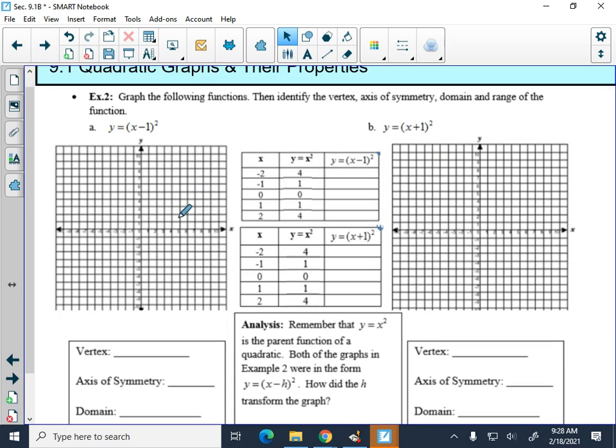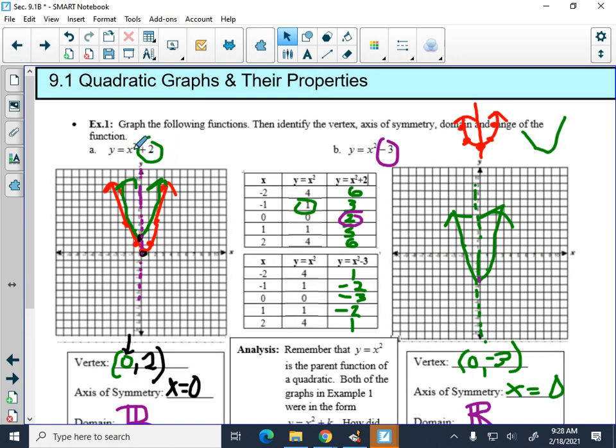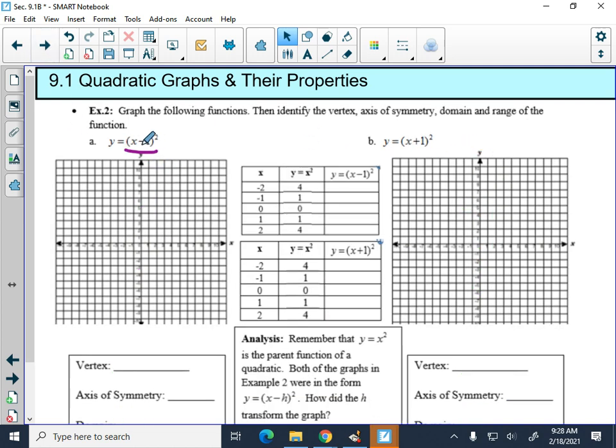All right, next one. Now this is going to be different. Notice how on these, the x squared was alone and there were no parentheses, and that plus 2 was after. Then minus 3 is after. Here, there's a minus 1, but it's in the parentheses. This is going to affect this much differently. So when we do this one, we're going to take this one. We had the 4, we had the 1, we had the 0, we had the 1, we had the 4. The normal graph would still be where it is.